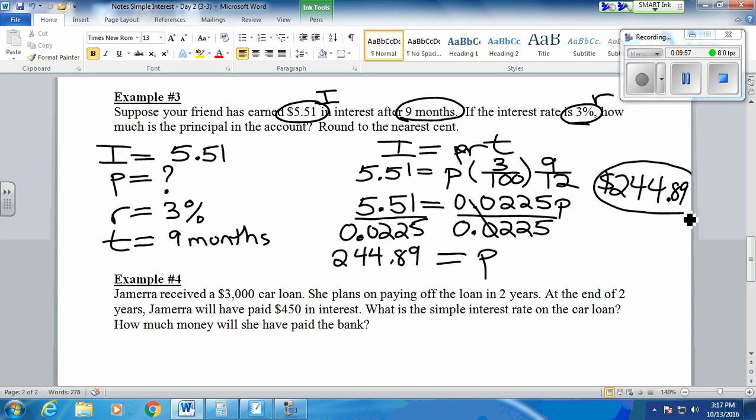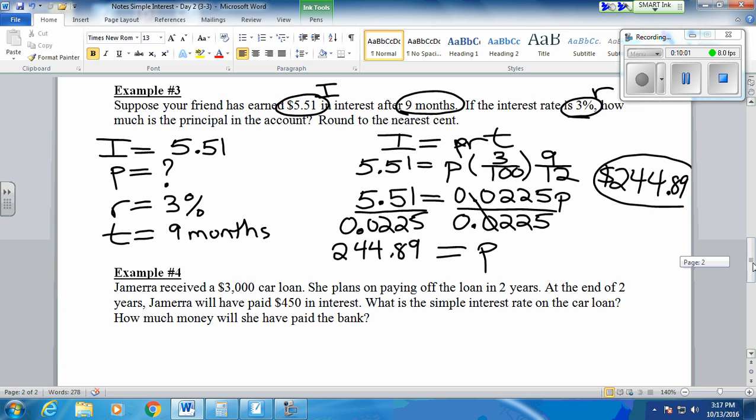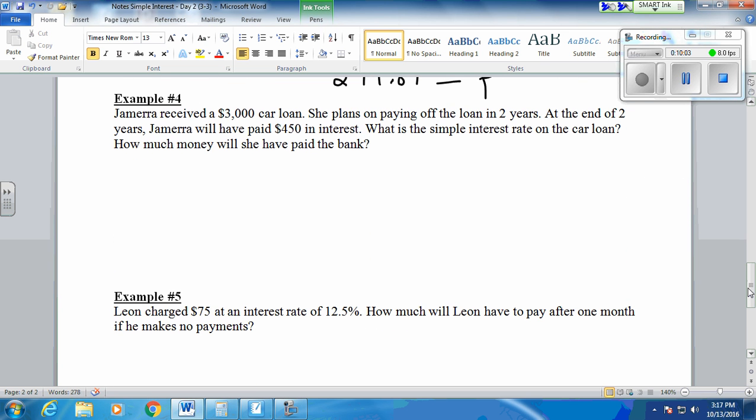I'm going to do number 4 with you as well, just to make sure we're on the same page here, because it's a little bit different. Number 4, saying that Jamara received a $3,000 car loan. She plans on paying off the loan in 2 years. At the end of 2 years, Jamara will have paid $450 in interest. So what is the simple interest rate on the car loan? And how much money will she have paid the bank?